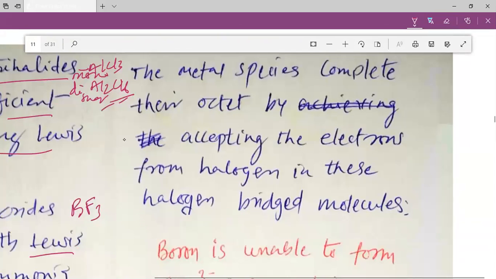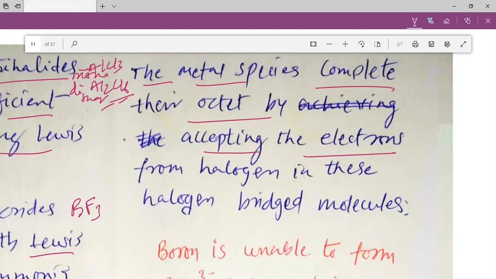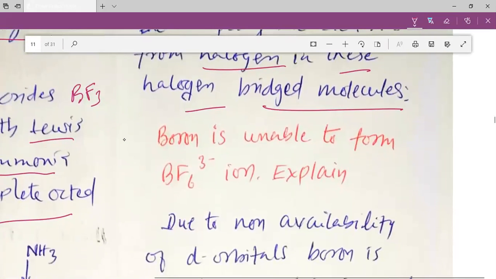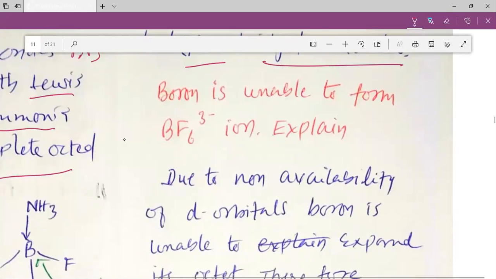Yes, sir. Thank you. The metal species complete their octet by accepting the electrons from the halogen in this halogen-bridged molecule. So aluminum and the other halides complete or achieve their octet by making dimers.